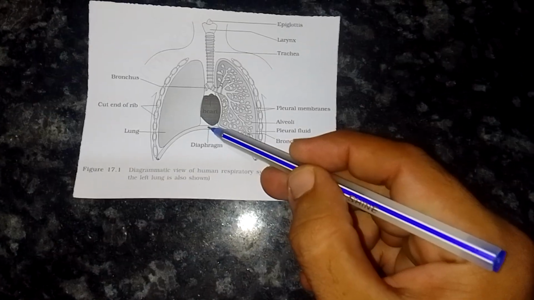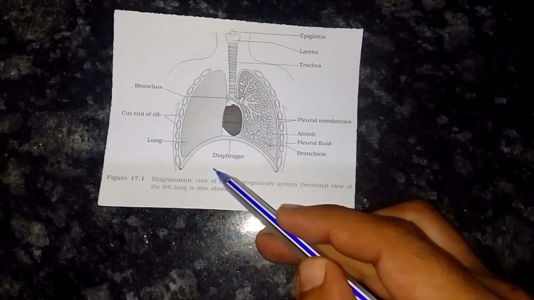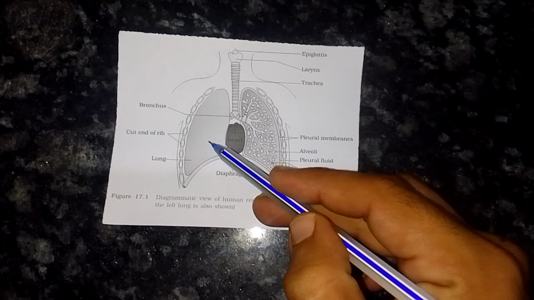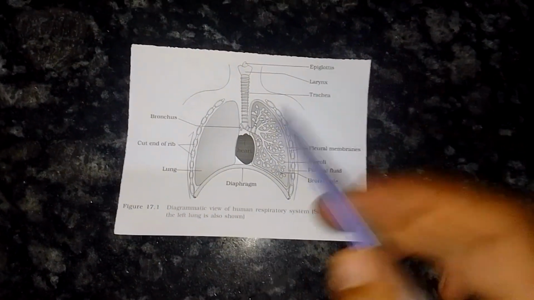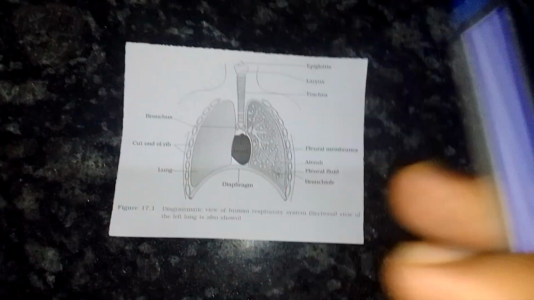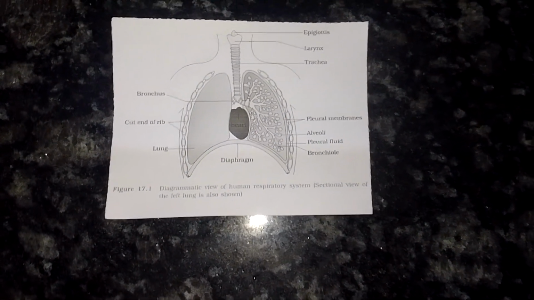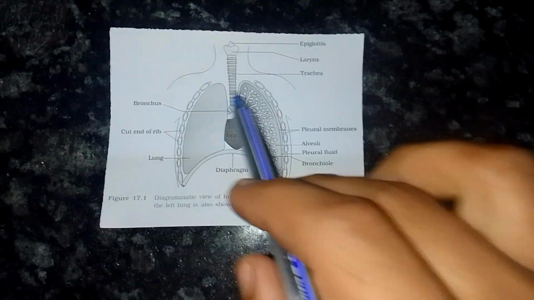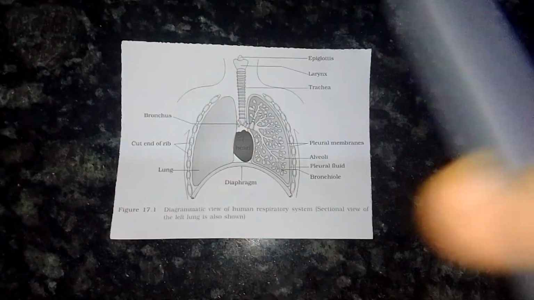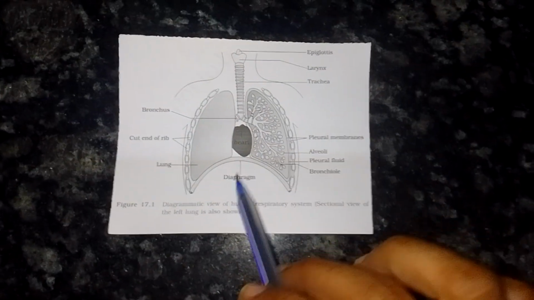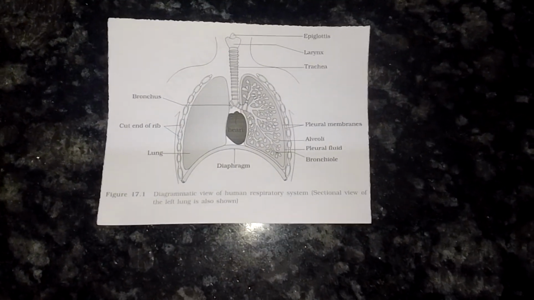So this diaphragm comes to almost this level, due to which the volume of the lungs increases, and when the volume of the lungs increases, the pressure inside the lungs becomes lower than the atmospheric pressure, and that's why the air rushes into the lungs, which is known as inspiration. And during inspiration not only the diaphragm but also the external intercostal muscles help.